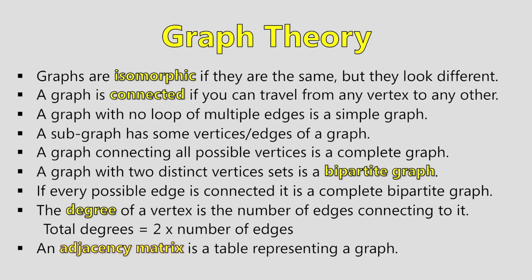The degree of a vertex is the number of edges connecting to it. Total degrees equals 2 times the number of edges, and an adjacency matrix is a table representing the graph. That's a lot to get your head around. So again, little test cards would be lovely for them.